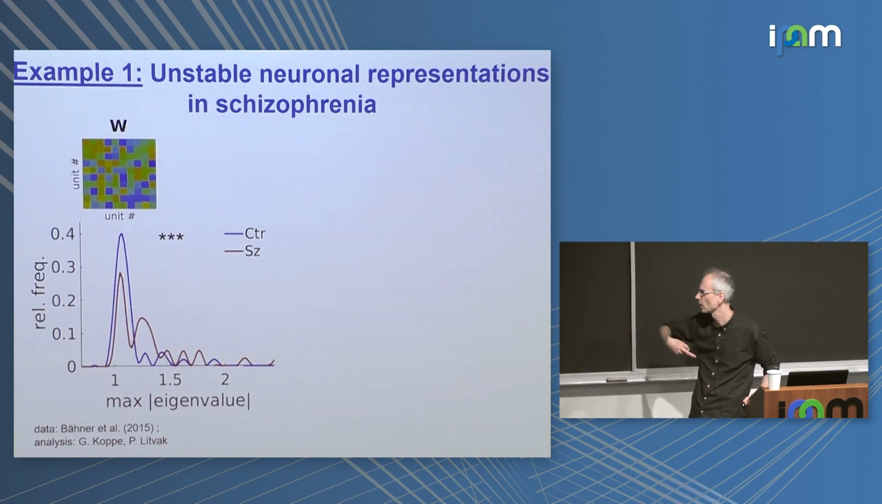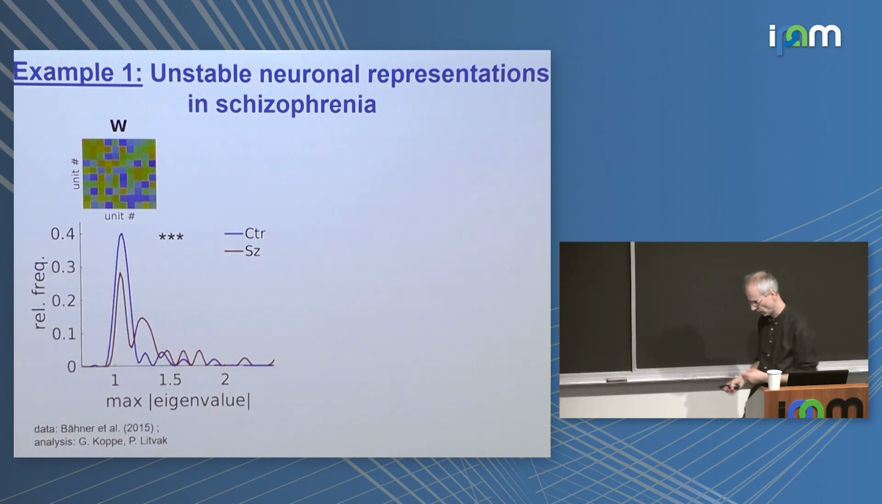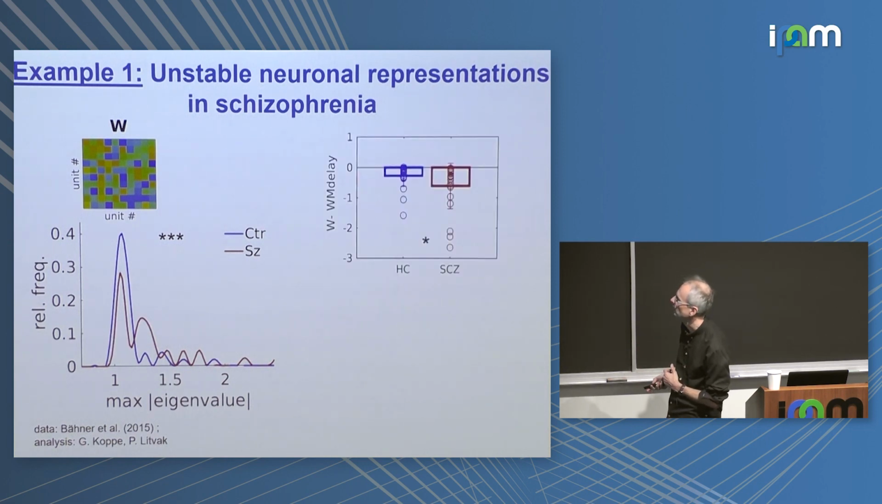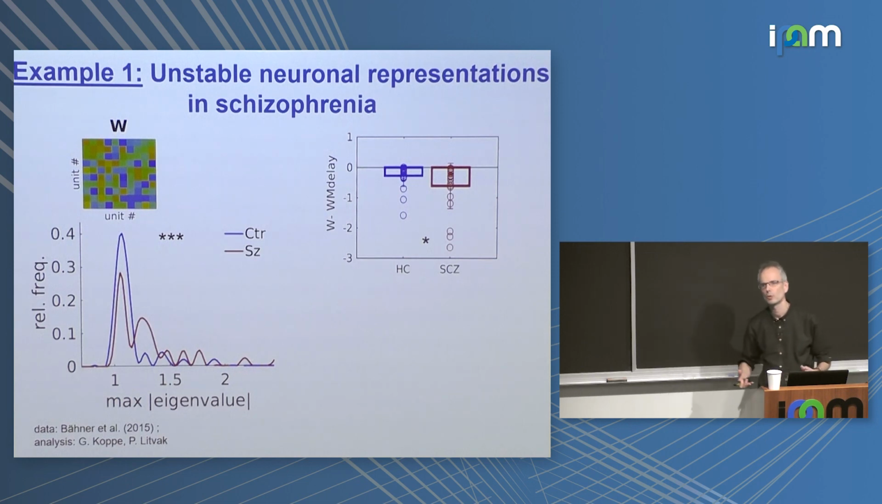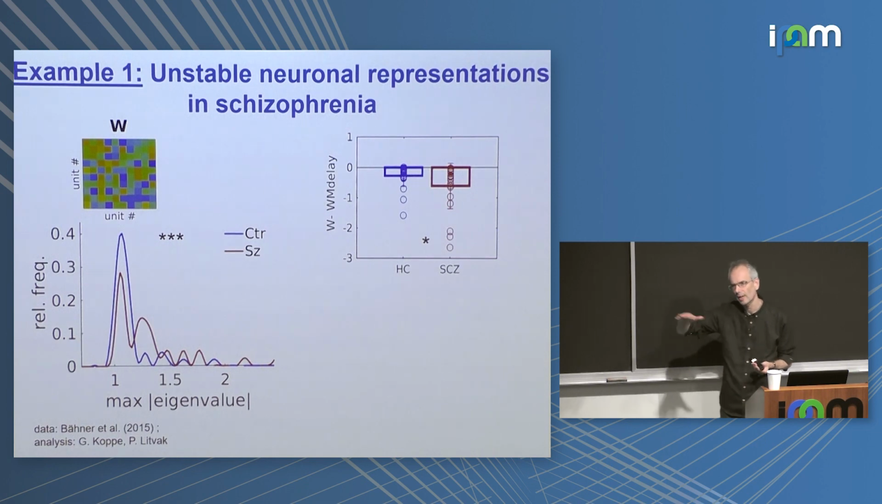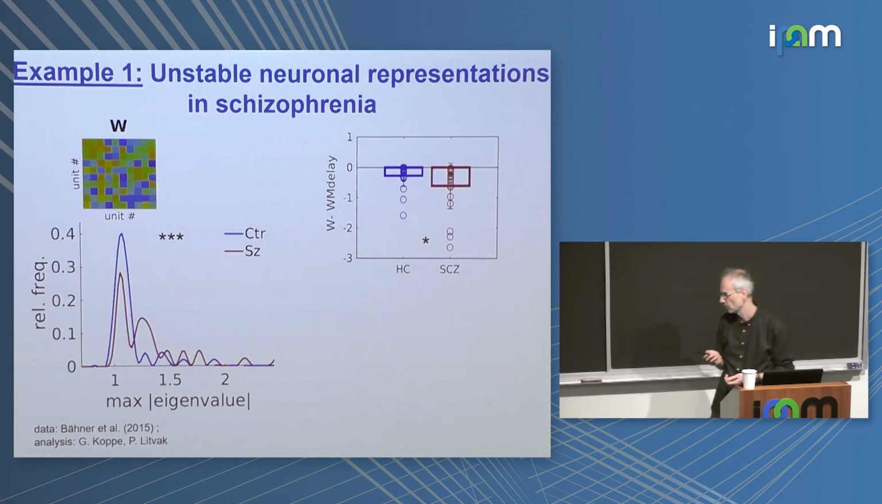You can compute the eigenvalue spectrum. And what we observed, for instance, in this case, is that for schizophrenics, the eigenvalue spectrum has more unstable modes. So if you are around 1, you are neutrally stable. So it has more unstable modes, and that seems to be connected to having more inhibitory weights in the recurrent neural networks inferred from schizophrenics. And so you might have more unstable fluctuations in these networks, maybe.